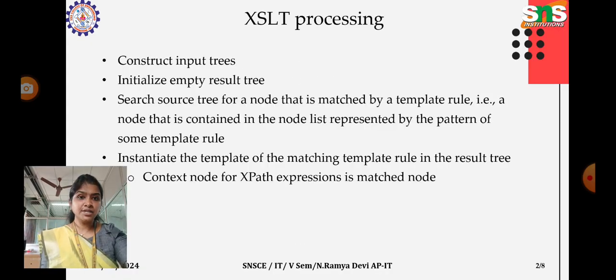So the XSLT processing consists of: construct the input trees, initialize an empty result tree, search the source tree for a node that is matched by a template rule, that is, a node that is contained in the node list represented by the pattern of some template rule, and instantiate the template of the matching template rule in the result tree. The context node for XPath expressions is the match node.